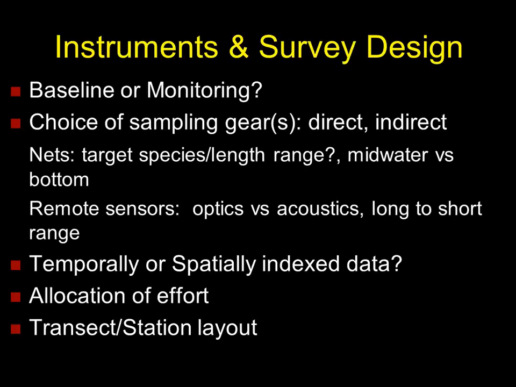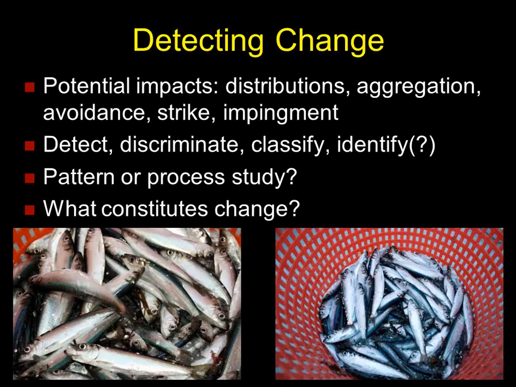Another important issue in thinking about planning surveys is how to allocate your effort, your remote sensing, your verification samples, and then finally that is all summarized in how you actually lay out your samples and your stations and/or your transects. Next slide, please.